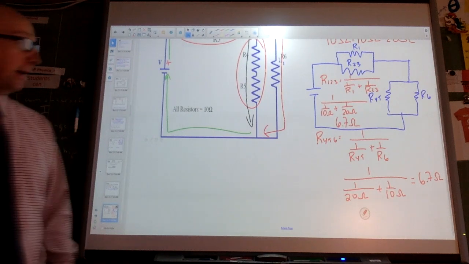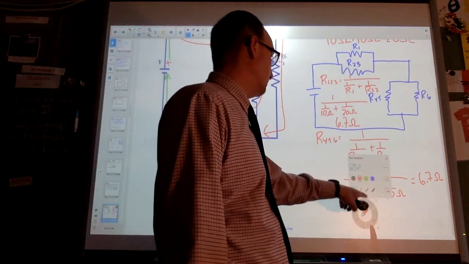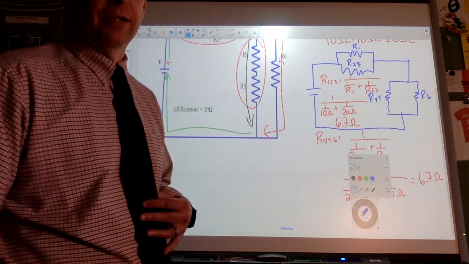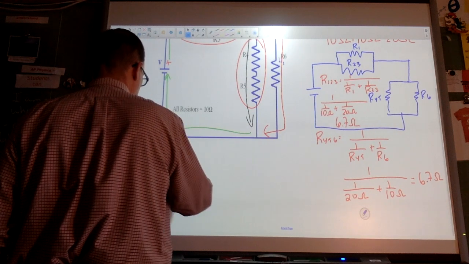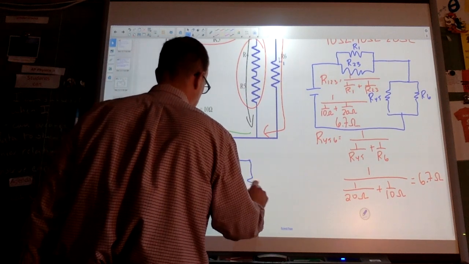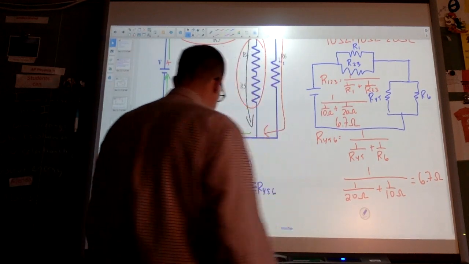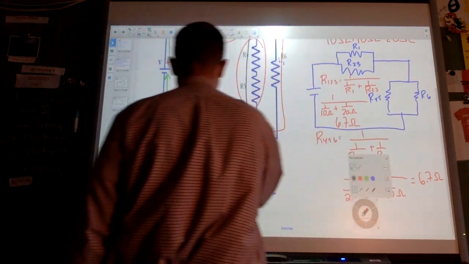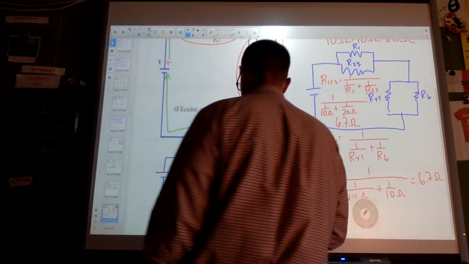All right, so now I had started with 6 resistors. I'm down to 2. I'm going to redraw my circuit again. And again, you don't have to do this every time. I'm just trying to show you what these things mean. So when I redraw this, I'm going to have R1,2,3 and R4,5,6. And I know that this one is 6.7 ohms, and this one is 6.7 ohms.